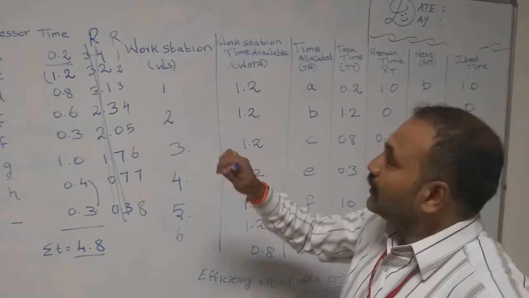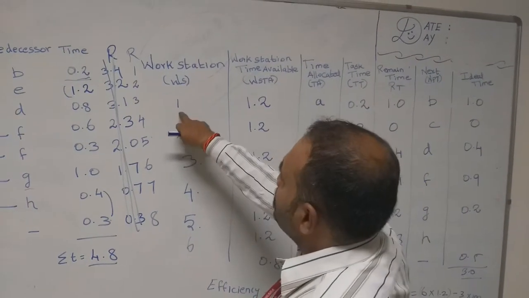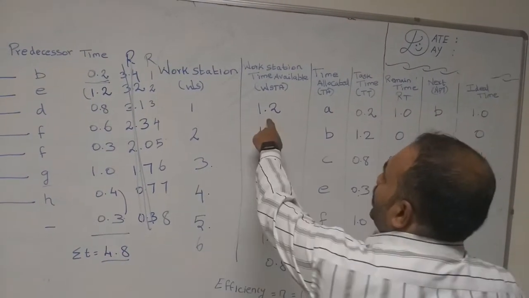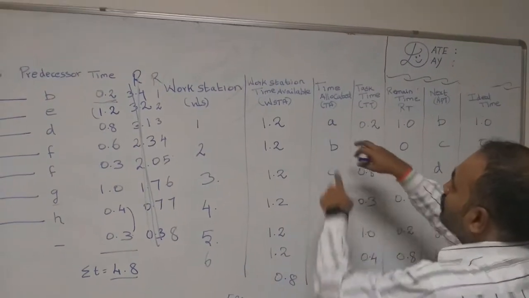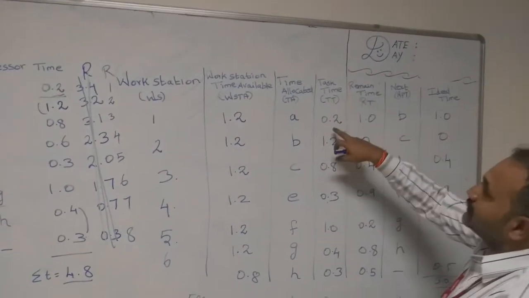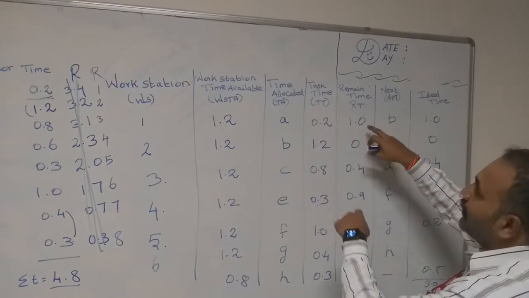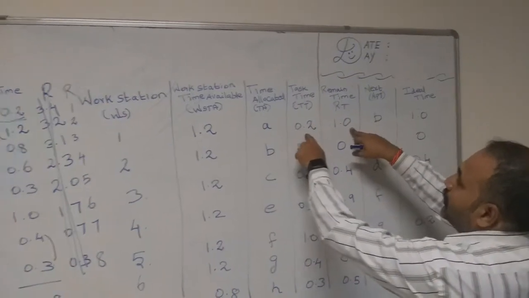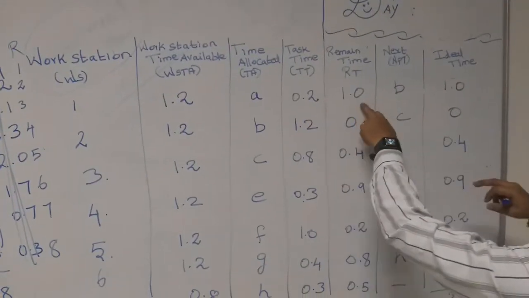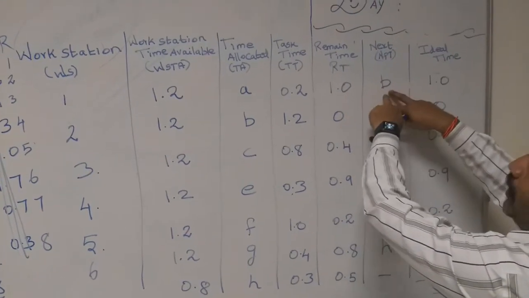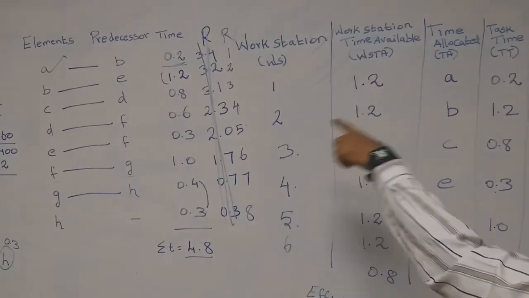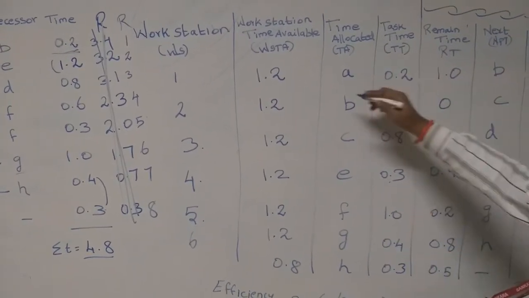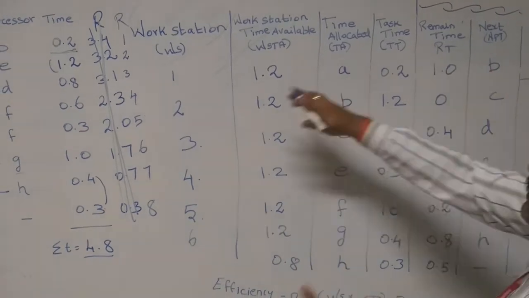Right, we are going to start the first workstation. So the first workstation is considered. What is the cycle time? Cycle time is 1.2. Time allotted for the first rank is A, and task time for A is 0.2, and the remaining time is cycle time, workstation time, minus time allotted. So 1.2 minus 0.2 is equal to 1.0. The next value is B. Value of B is 1.2. So B value is greater than the remaining time, so we are going to complete this first workstation.